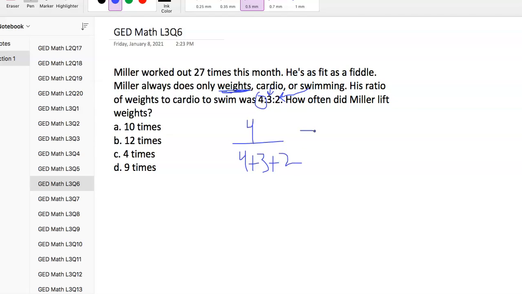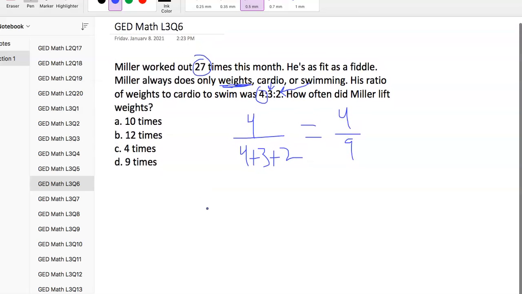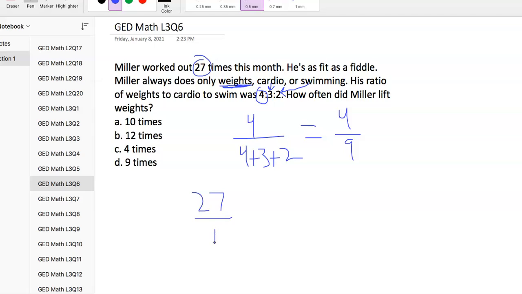Okay, and so right now we're just trying to figure out what fraction of the time he does weights. 4 plus 3 is 7, plus 2 is 9. So 4/9 of the time he does weights, and that's how we figure out this little ratio here. Okay, now the question is how often did he lift weights this month, right? So he worked out 27 times. So we just go 27 over 1 times that ratio, or that fraction, 4/9.